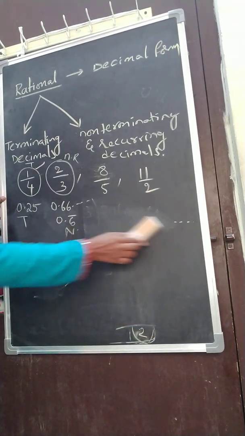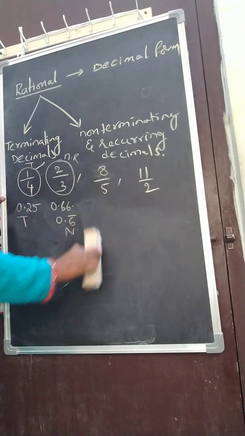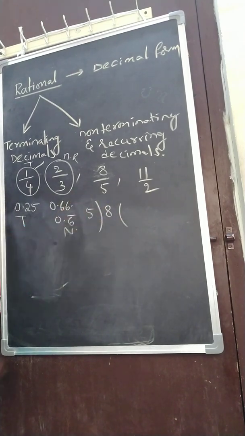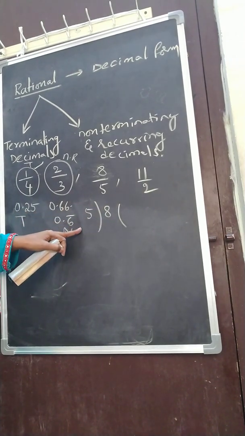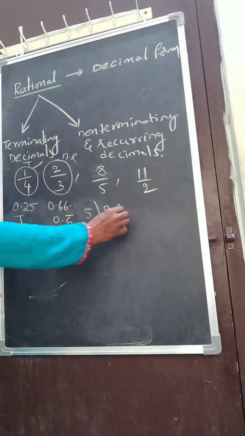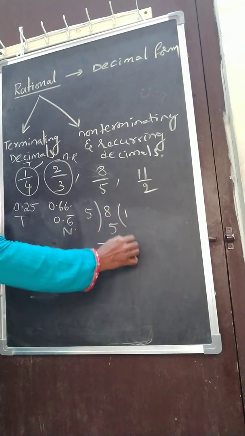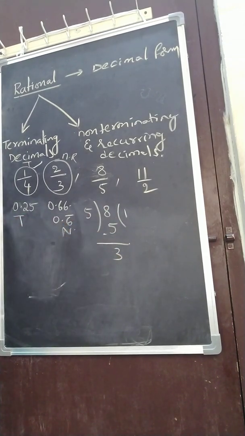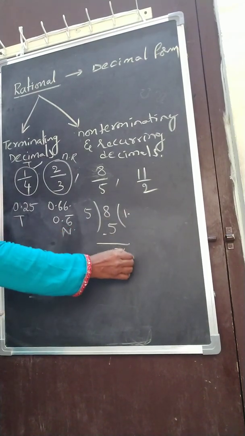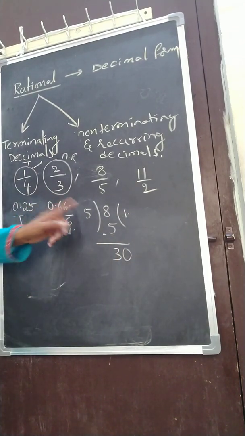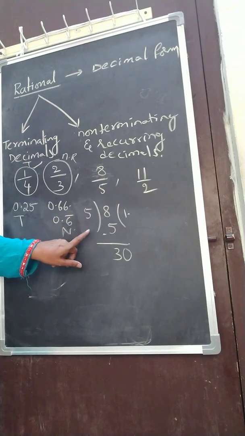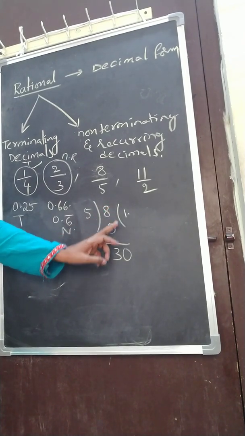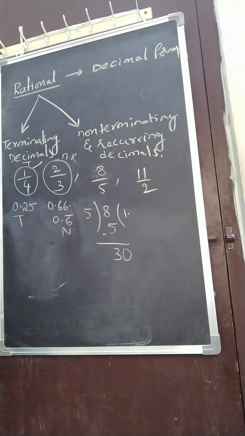Let us check out the rest. 8 by 5. 8 should be divided by 5. 8 is bigger than 5. So, in the 5 table, 5 ones, 5. 8 minus 5, 3 comes. 3 is smaller than 5. So, take the decimal point. Whenever the dividend value is smaller than the divisor, then we will take the decimal. If there is no other value in the dividend, then we take the decimal.